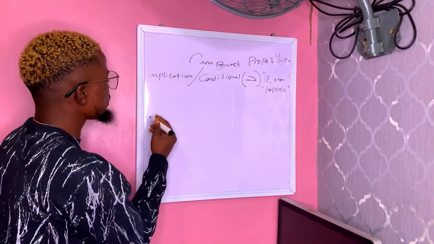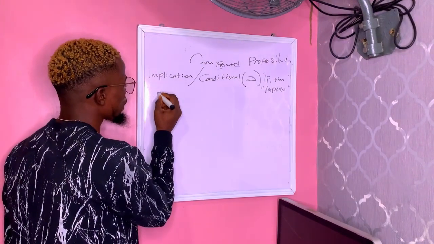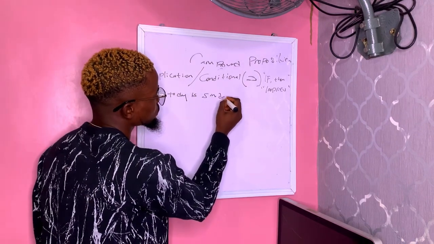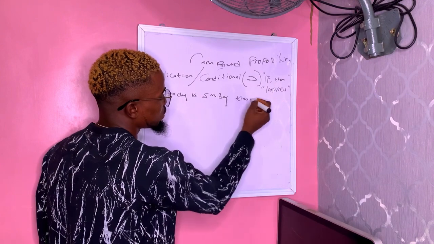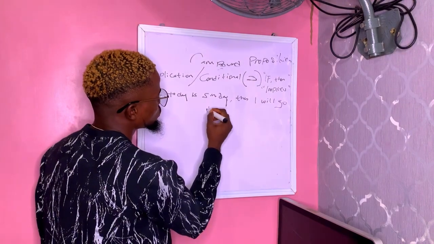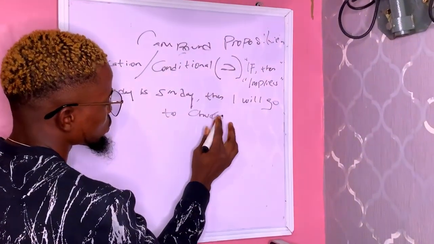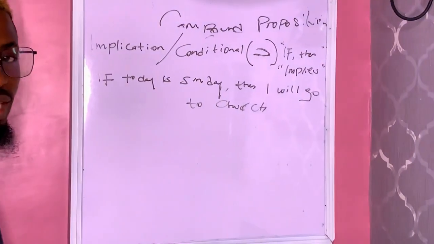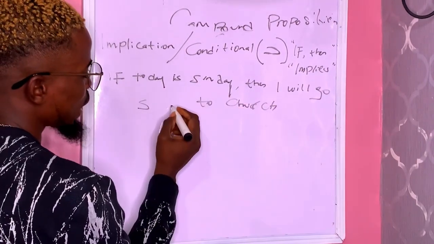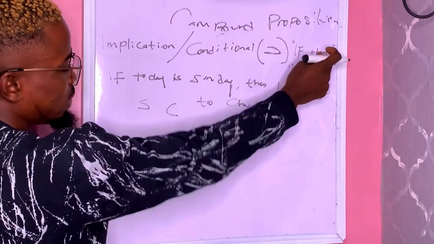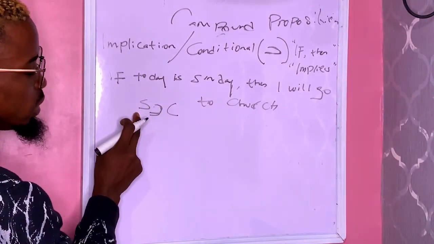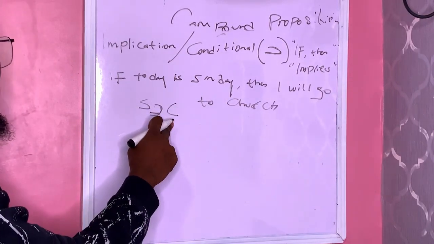So let me give an example. If you have something like, if today is Sunday, then I will go to church. To symbolize this, all I need to do is write today is Sunday, I'm representing it with S. I will go to church, I'm representing it with C. Then this sign, which is the "if" and "then", I'm going to represent it with this horseshoe. So if today is Sunday, then I'll be going to church. It's as simple as that.